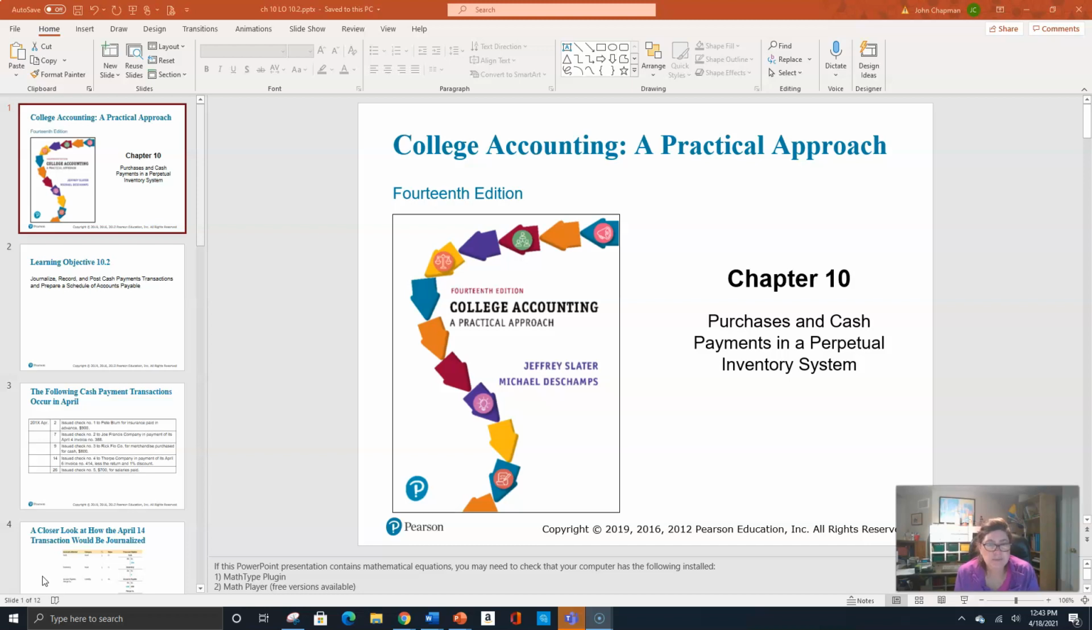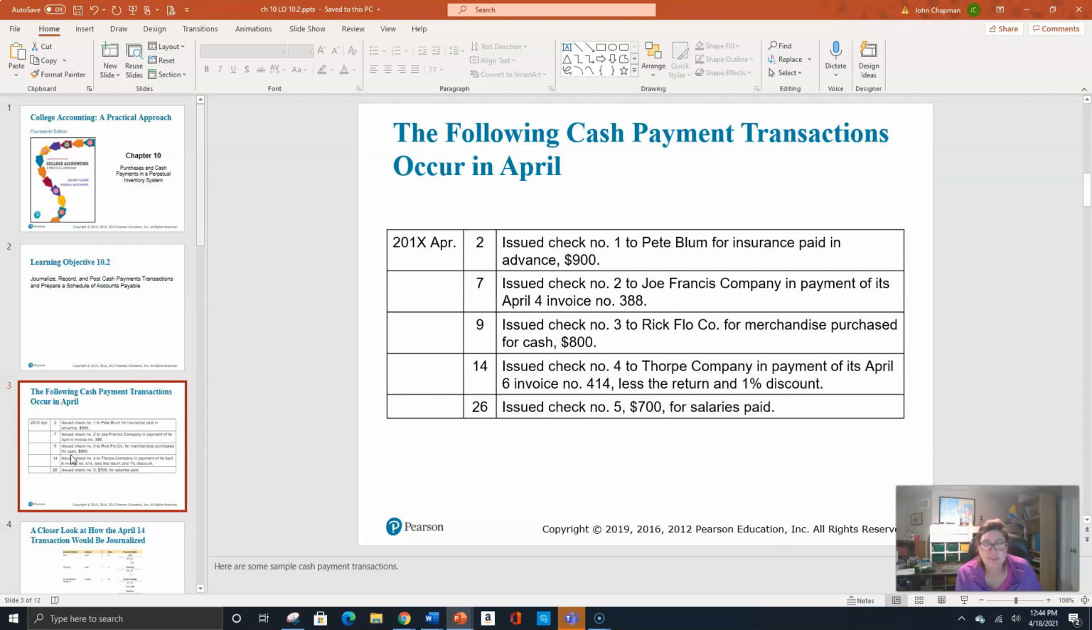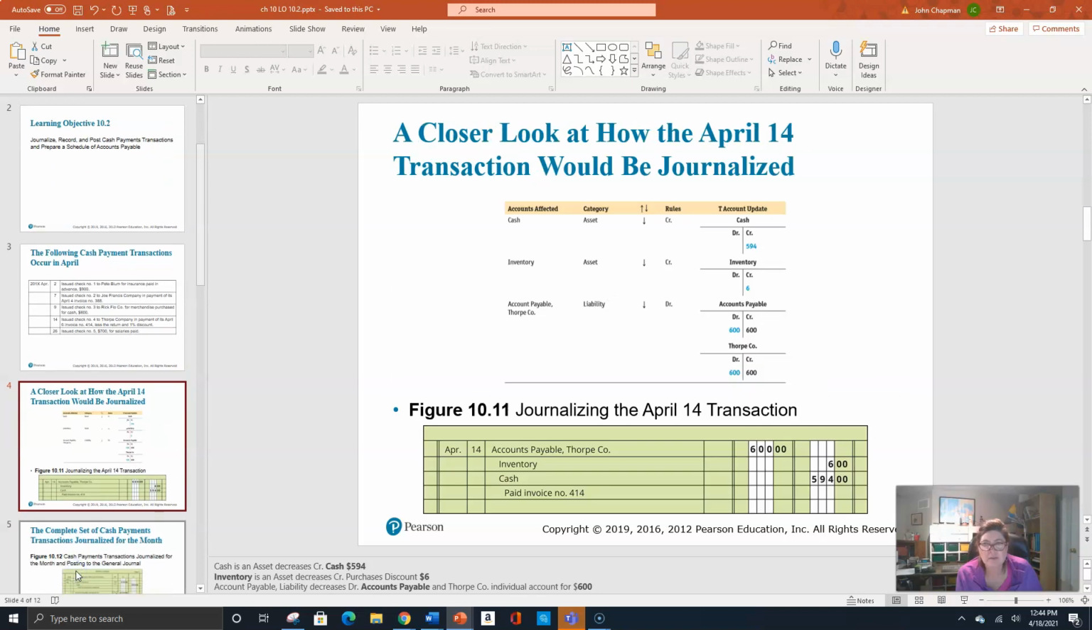Purchases and Cash Payments in a Perpetual Inventory System. We are moving along to Learning Objective 10.2, where we're going to journalize, record, and post cash payment transactions and prepare a schedule of accounts payable. Here are some transactions we're going to go through. A closer look at how the April 14th transaction would be journalized.